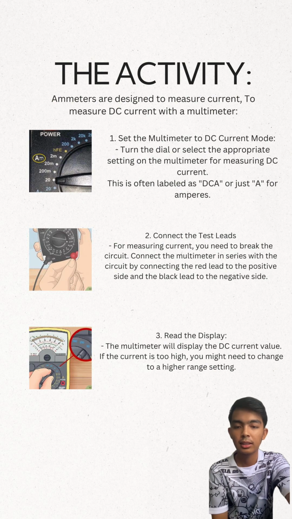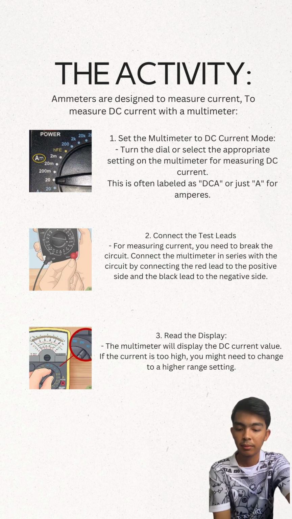Second, connect the test leads. For measuring current, you need to break the circuit. Connect the multimeter in series with the circuit by connecting the red lead to the positive side and the black lead to the negative side. Third, read the display. The multimeter will display the DC current value. If the current is too high, you might need to change to a higher range setting.